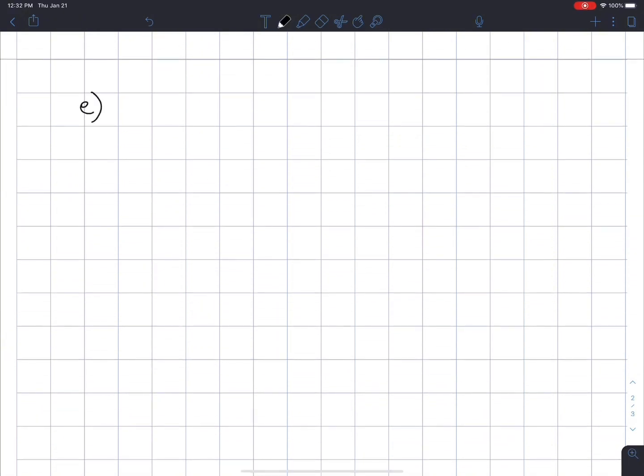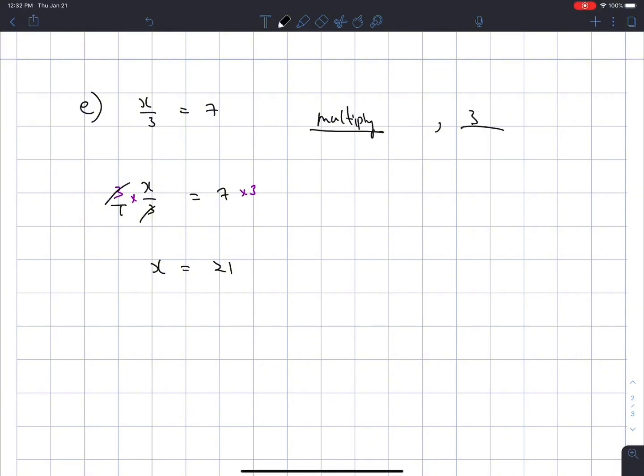And then E, in the equation x/3 equals 7. To solve for x, this time what we want to do is multiply by 3 on both sides. Because 3/1 times x/3, we can cross out the 3. We just get x equals 21. So here we want to multiply each side by 3 to isolate the variable.